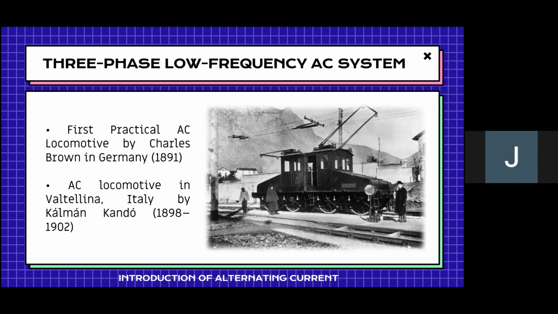Itong image na ito, makikita nyo, ito yung unang AC locomotive nga na ginawa ni Kalman Kando noong 1898 to 1902 sa Valentina, Italy. Yun lang. Thank you.